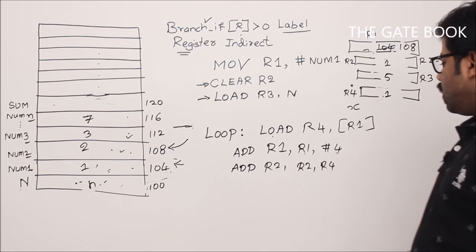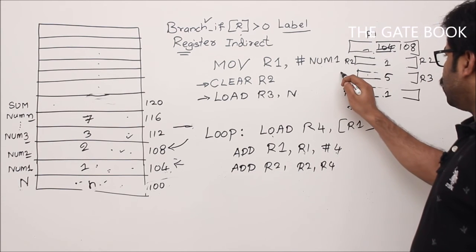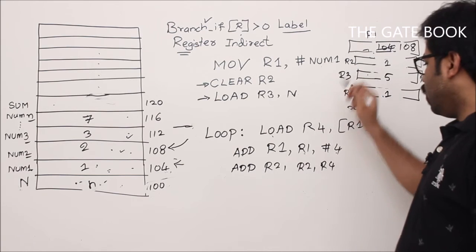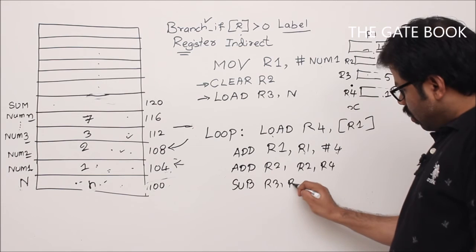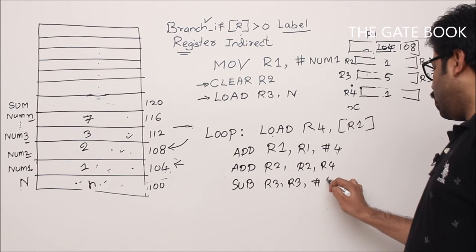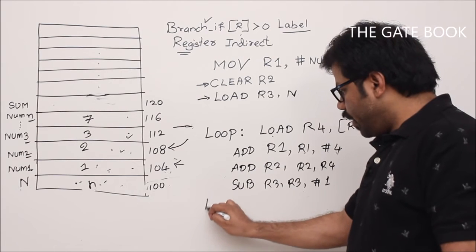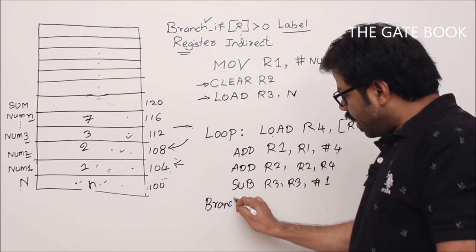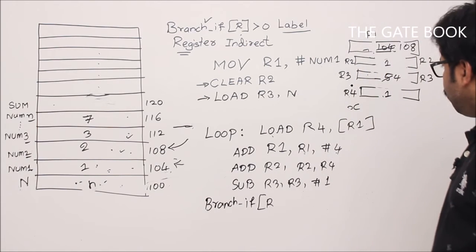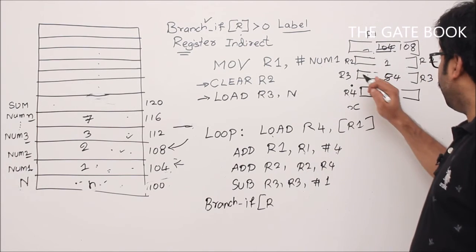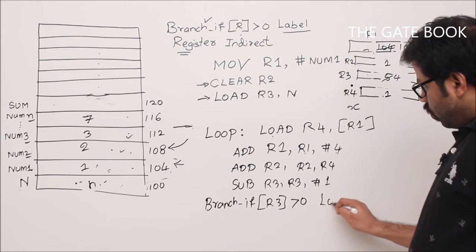Of course, once addition is done, then what we have to do? We have to subtract this count, correct? So this is register R3. So register R3 should be subtracted. Subtract R3 equal to R3 comma #1. Every time this should be decremented. Fine. Then we have to go to loop based on branch. So branch if, what is the register name? Register name is R3. If it is greater than 0, then go to loop.